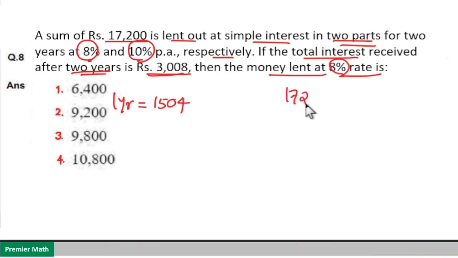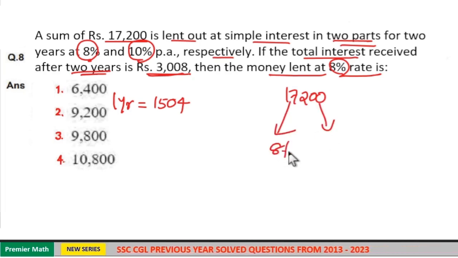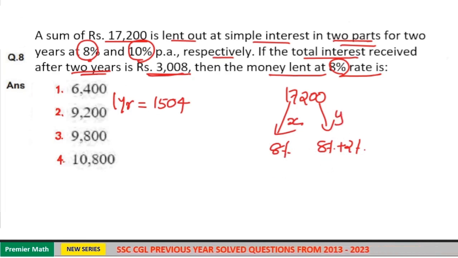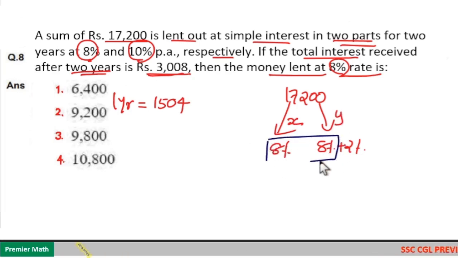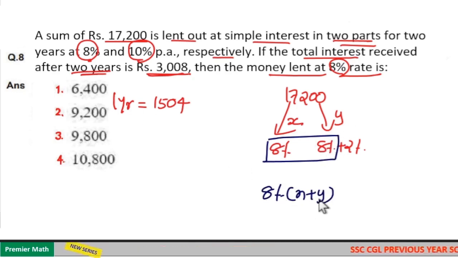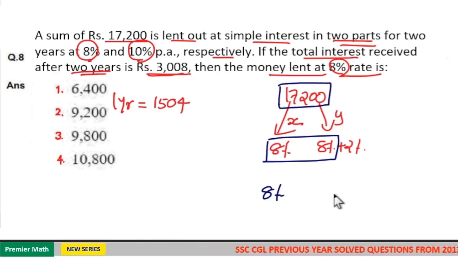Now this sum 17,200 is lent out in 2 parts. One part at 8% and the other part at 10%. 8 plus 2 is 10. Consider the sum lent at 8% as X and the sum lent at 10% as Y. Now 8% is common here. That is, if you take 8% of X and 8% of Y, it is equal to 8% of X plus Y. Here X plus Y is equal to 17,200. So take 8% of the sum 17,200.